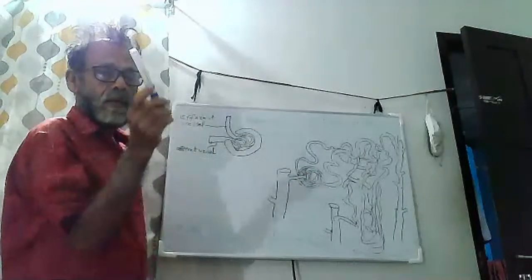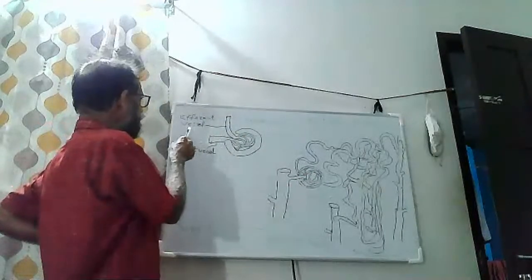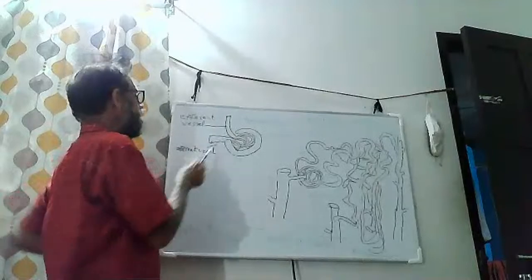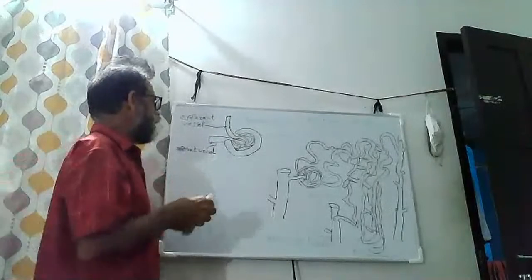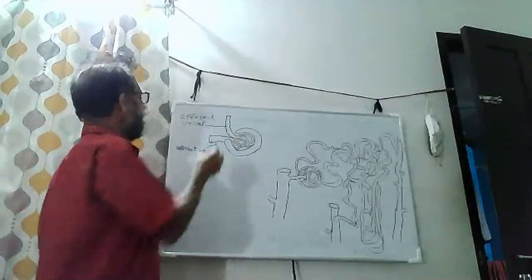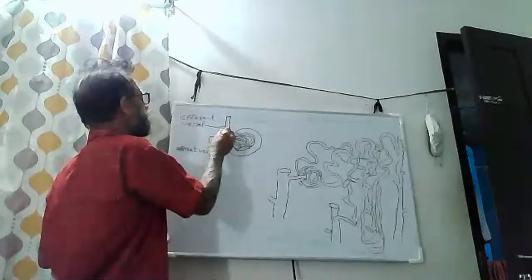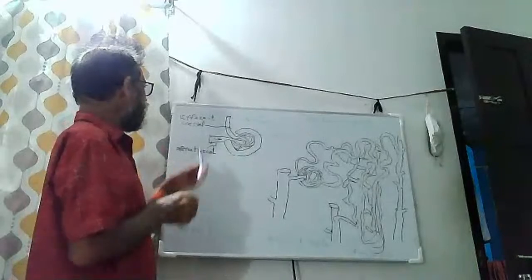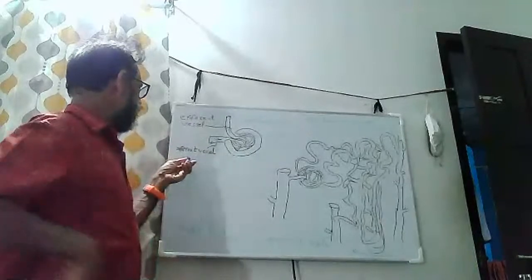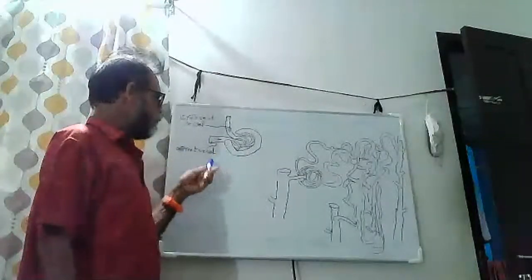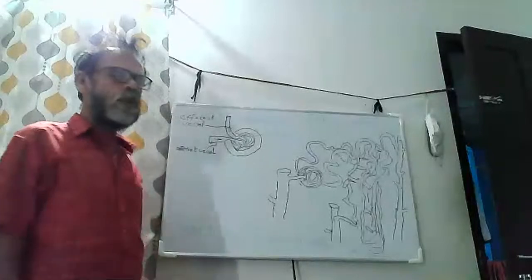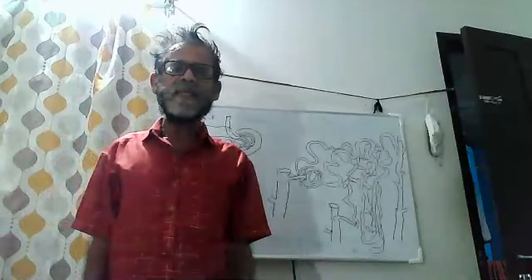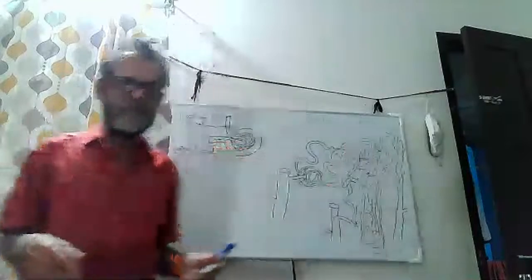A branch of the renal artery enters, that is the afferent vessel. This is the afferent vessel, the entering one. It enters and this goes out. The going one is called an efferent vessel. The entering one is called afferent vessel. The afferent vessel shown here is a branch of the renal artery.